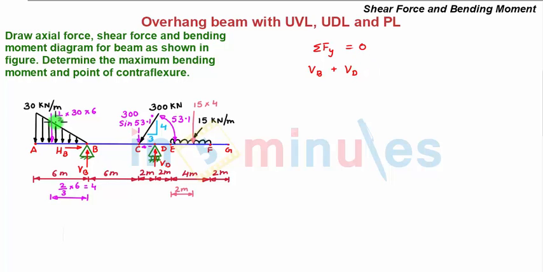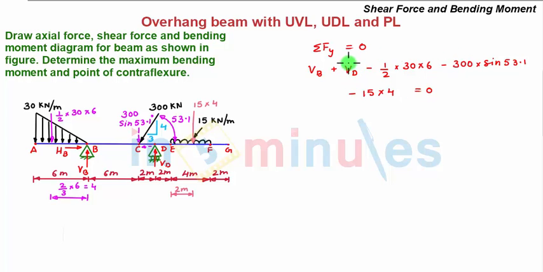are, first downward force is that of UVL, which is minus of half into 30 into 6. Then we have the vertical component of this downward force, which is 300 into sine 53.1. Then we have another downward force of that of UDL, whose magnitude is 15 into 4. And sum of all these vertical forces is equal to 0.